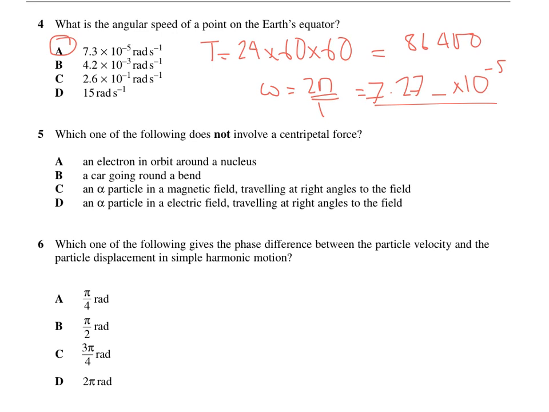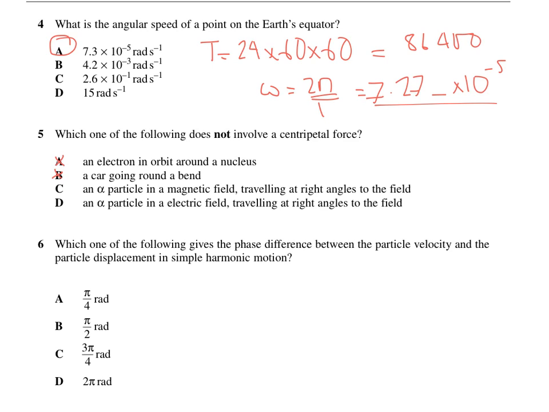5. Which one of these does not involve a centripetal force? An electron in orbit around a nucleus? Absolutely it does. It uses the electromagnetic force as a centripetal force, so that one is. A car going around a bend uses friction as its centripetal force, so we can eliminate that one.